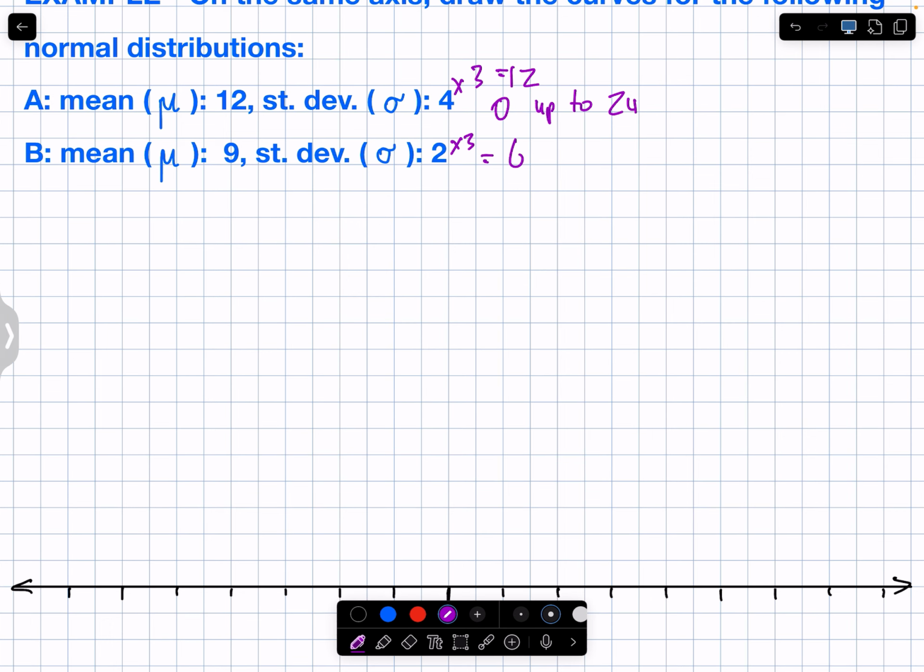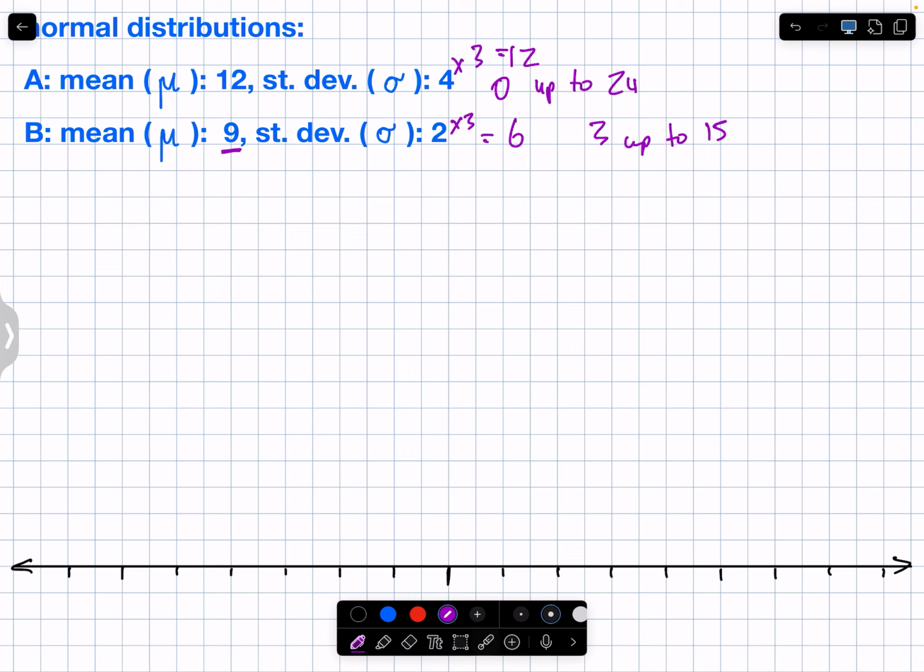2 times 3 is 6. If the mean of this one is 9, what's the lowest that curve needs to go down to? 9 take 6 is 3. And what's the highest this graph will need to go up to? Add 6 to 9: 15. So now I can see the lowest number my scale has to go down to is 0, and the highest it has to go up to is 24. That decides my scale here.